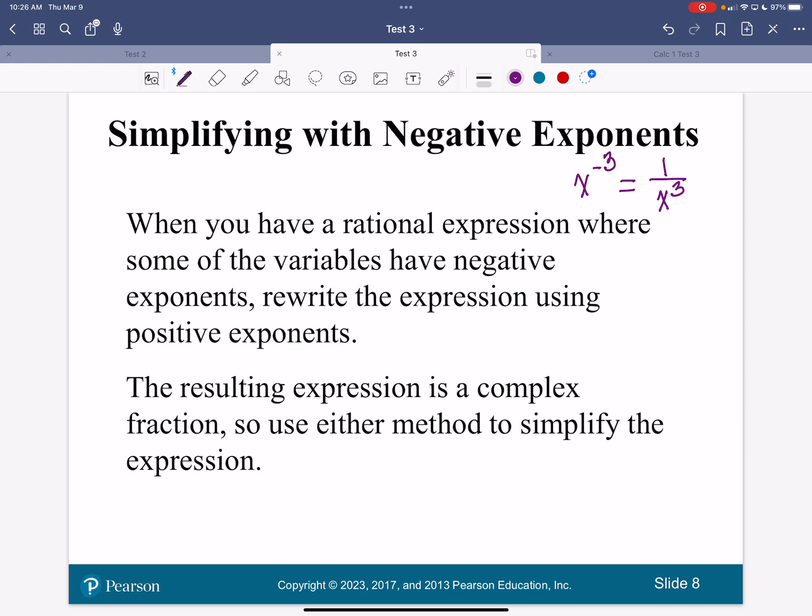So we have to be careful with that, because the first thing that we're going to have to do with these types of problems is rewrite them. When you have a rational expression where some of the variables have negative exponents, rewrite the expressions using positive exponents. The resulting expression is a complex fraction, so use either method to simplify the expression. Okay, so the first thing that you've got to do when you see these is a rewrite.